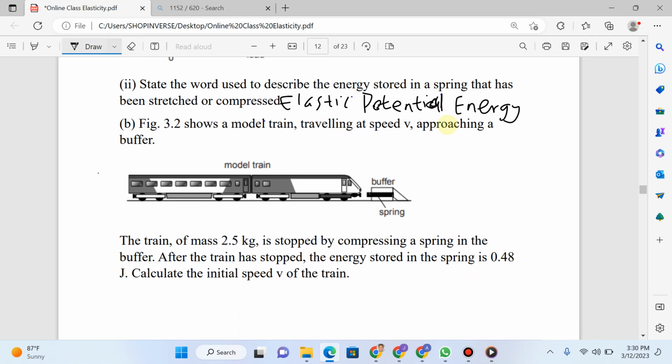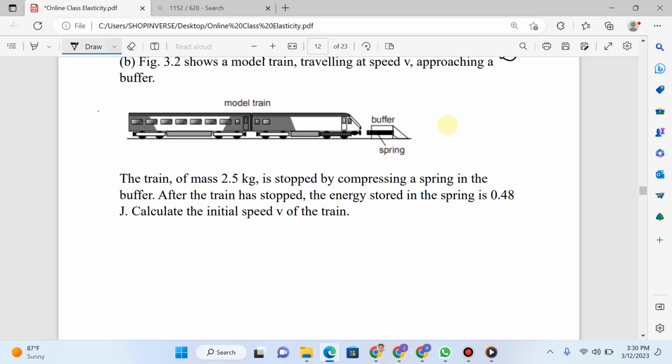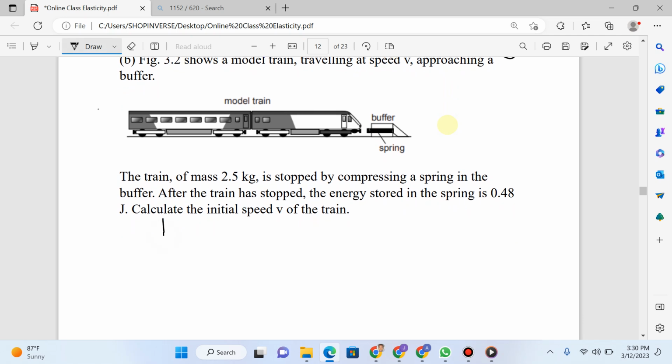How do you calculate the initial speed of the train? Do not forget that the kinetic energy possessed by the train in motion is half mv squared. And you've also been told that this kinetic energy will be converted to elastic potential energy in the spring, and the elastic potential energy stored in that spring is 0.48. So you just assume that all kinetic energy is converted to the elastic potential energy in the spring.